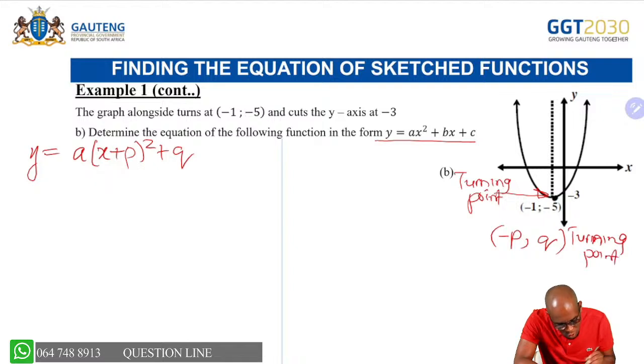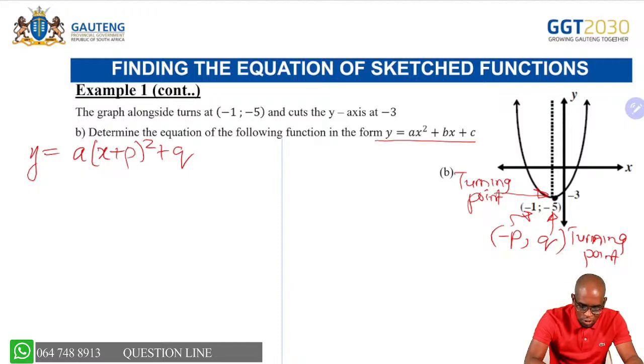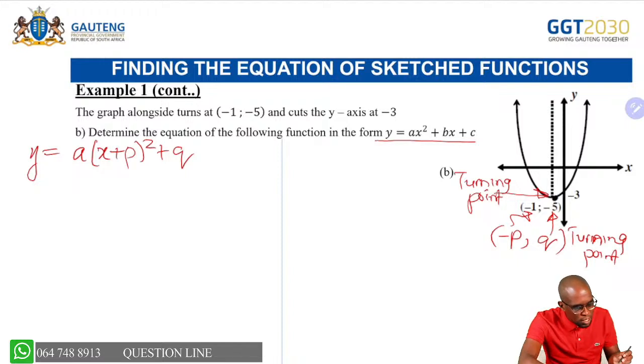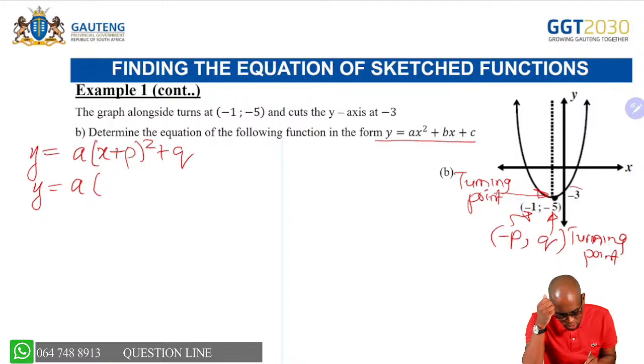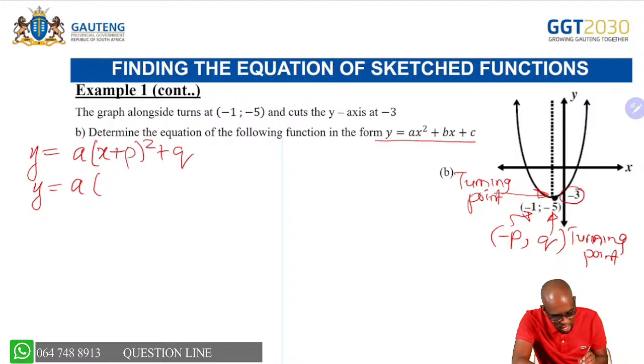Minus p and q are the coordinates of the turning point, which means your abscissa is negative p, and your ordinate is negative 5. So what we're going to do here is substitute now. So y is equal to a into... I'm going to start by substituting the turning point, and then I'll substitute the additional point which is given there. I have the additional point which is the y-intercept.